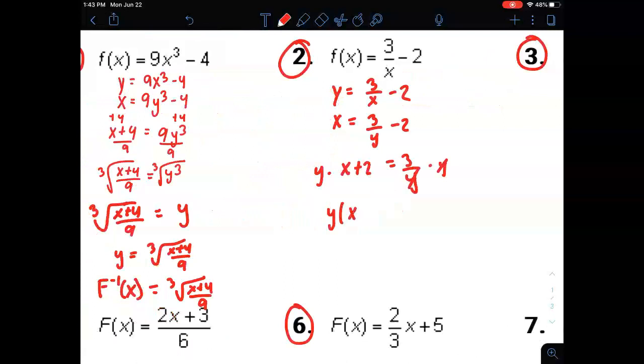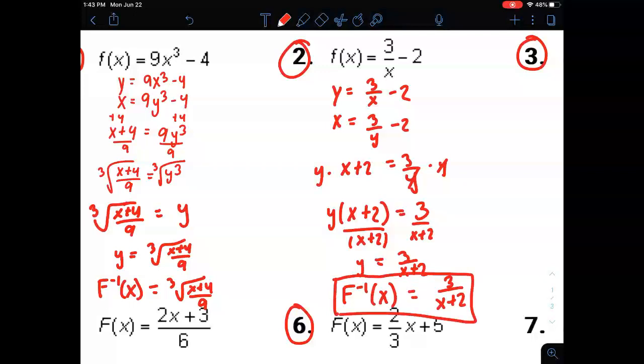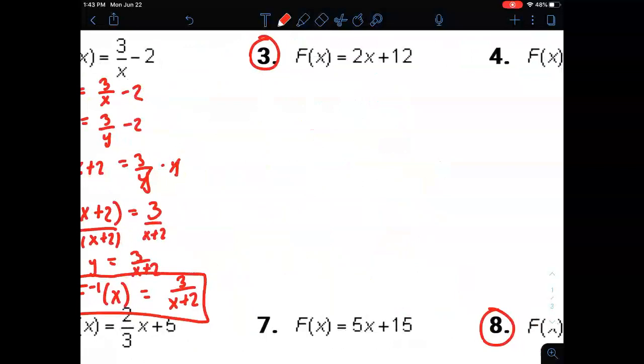So what that looks like here is y times the quantity x plus 2 is equal to 3. And obviously we want to get y by itself, so we're going to divide both sides by the quantity x plus 2. So I'm left with y equals 3 over x plus 2. All right, and then the last step there is to change that y into the f to the negative 1 of x, right? So writing it in that function notation for inverse. And there we go. There's our final answer. Okay, 3 over x plus 2.